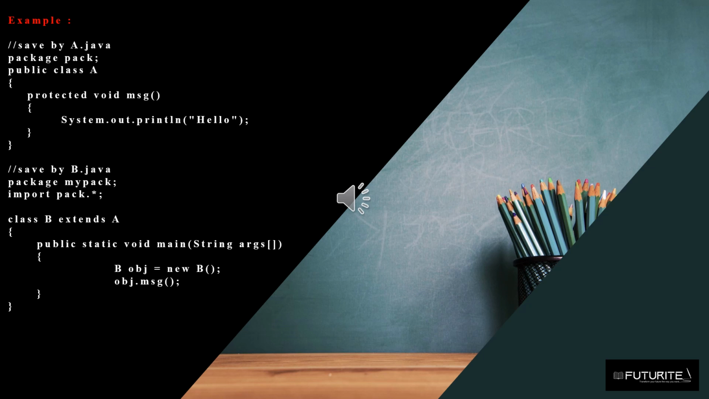And as class B is inheriting class A, we are creating an object of class B so that through that object, the member of class A, that is the MSG method, can be accessed. As class B is inheriting class A, both the classes are in two different packages. So a member of a package is easily accessible from outside the package, definitely through inheritance, and this signifies the importance of the protected access modifier, and it doesn't throw any kind of compile error.